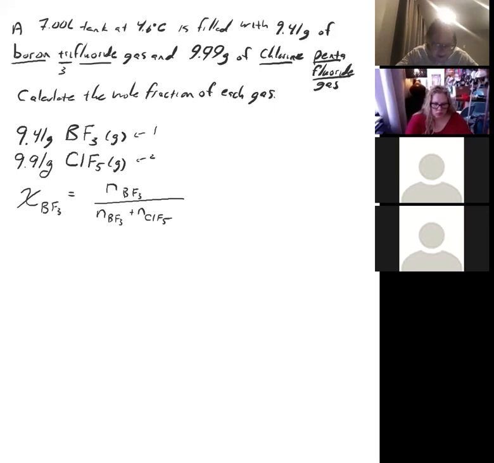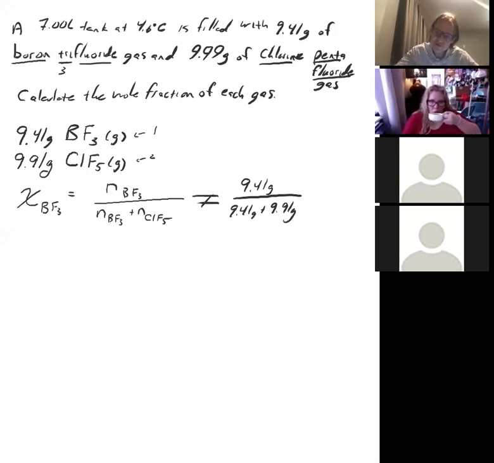Now here's a common mistake. I'm going to write here, don't do this. It's typical for people who haven't done a lot of these problems to just write 9.41 grams over 9.41 grams plus 9.91 grams. You can't do that because we need the number of moles of each substance, not the number of grams, right? So don't do that. We need the moles of each. So let's figure out what the number of moles are.